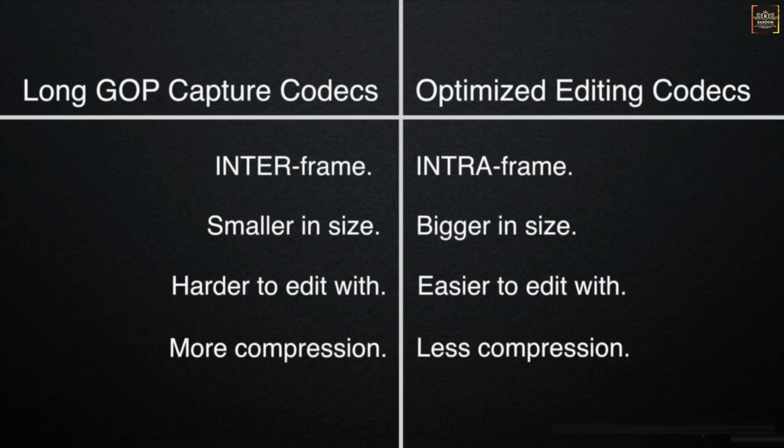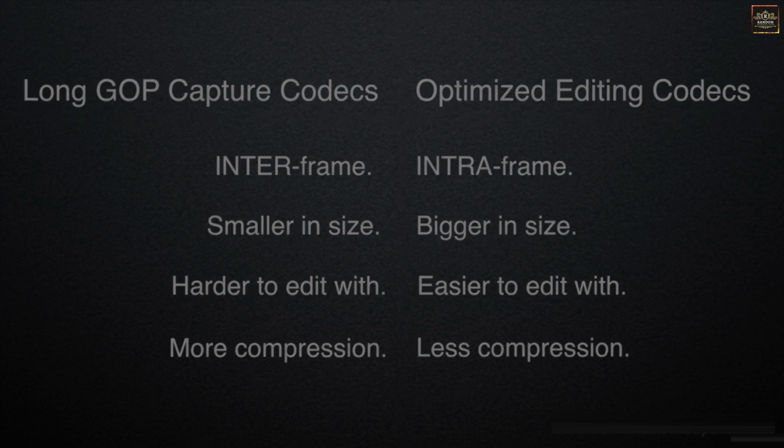These codecs, like Apple ProRes or the DNX brand for Avid, use what is called intra-frame compression, essentially encoding each individual frame by itself. These codecs are less processor intensive and therefore more fluid to edit with.